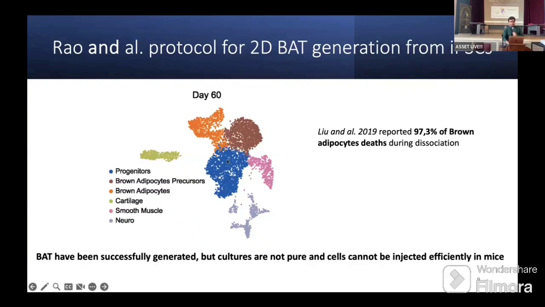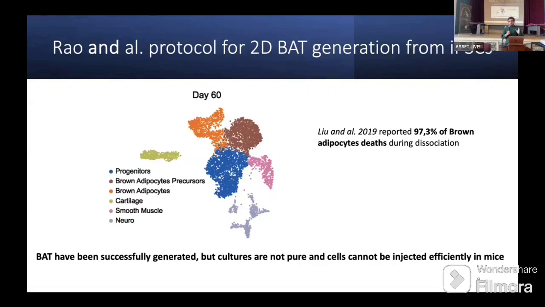So we have the cluster in blue, which is a cluster of progenitors that will differentiate into the brown cluster, which is basically brown adipocyte precursors, and the orange one is mature, functional brown adipocytes. But this method also allows us to generate cartilage, smooth muscle, and neurons.